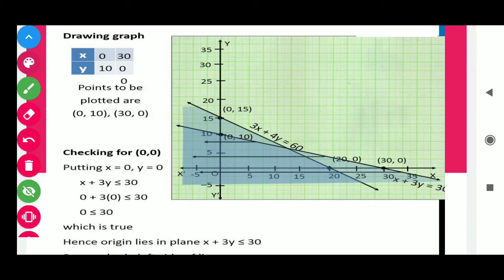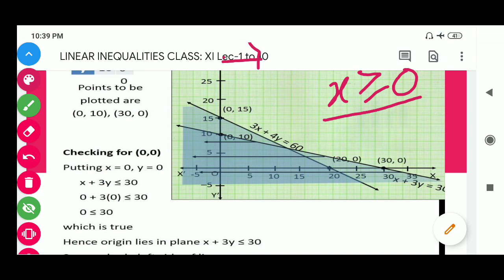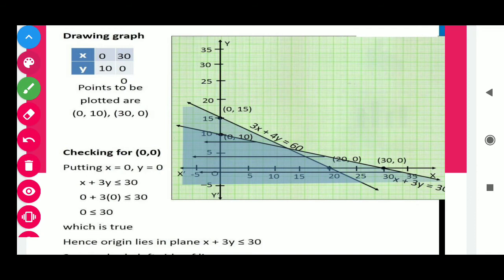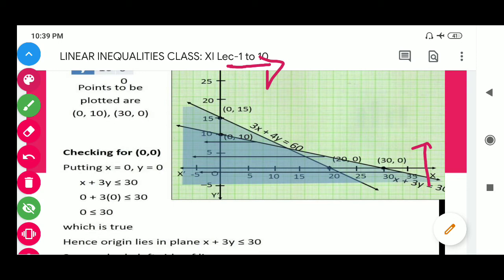And students, you can also see in the question that here is mentioned x is greater and equal to 0, which is the equation of y-axis. For the same, we take the shaded region in the right hand side because x increases in this direction. Similarly students, for both the cases, x greater than equal to 0 and y greater than equal to 0, we will take the first quadrant because in the first quadrant x and y both are positive.